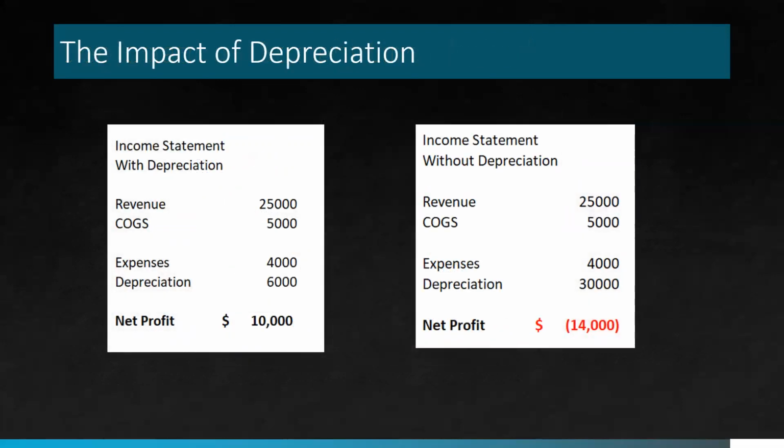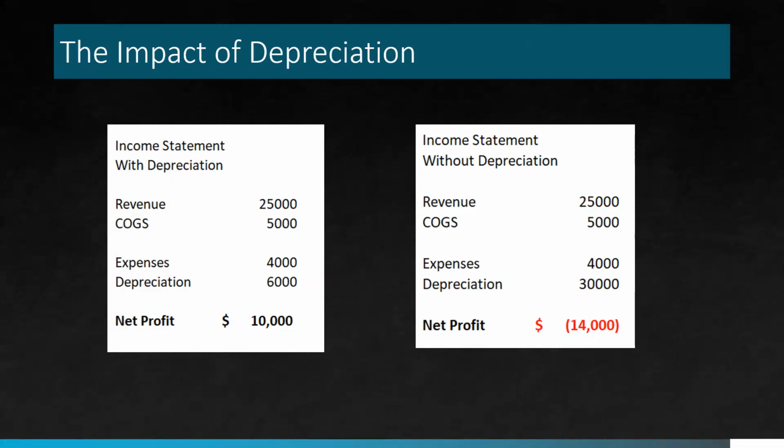So here's the impact that depreciation has on an income statement. On the left side of the screen is the income statement with depreciation. I have revenues of $25,000, cost of goods sold, COGS, of $5,000, other expenses of $4,000, and depreciation of $6,000. So at the end of the day, my net profit is $10,000. If you look on the right side of the screen, if I treat that vehicle as an expense on the income statement in its entirety, I would show a net loss of $14,000.